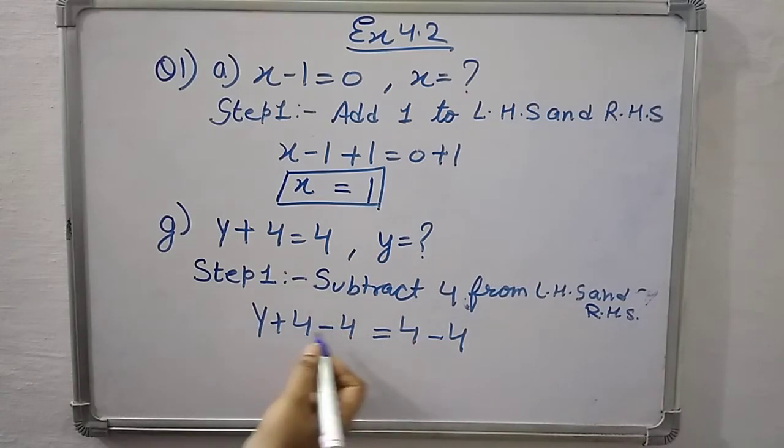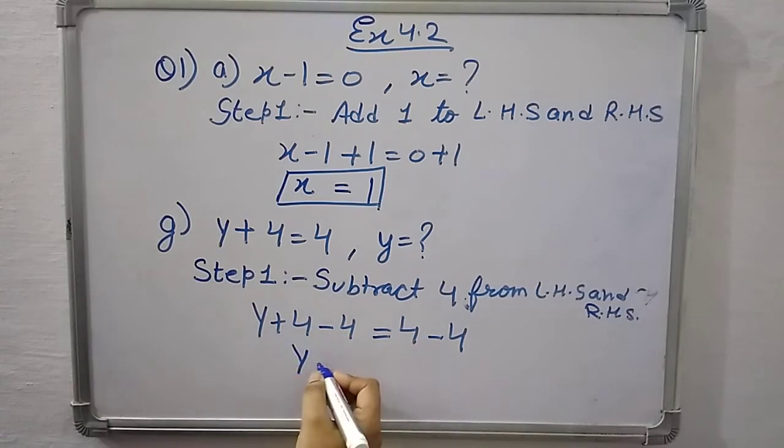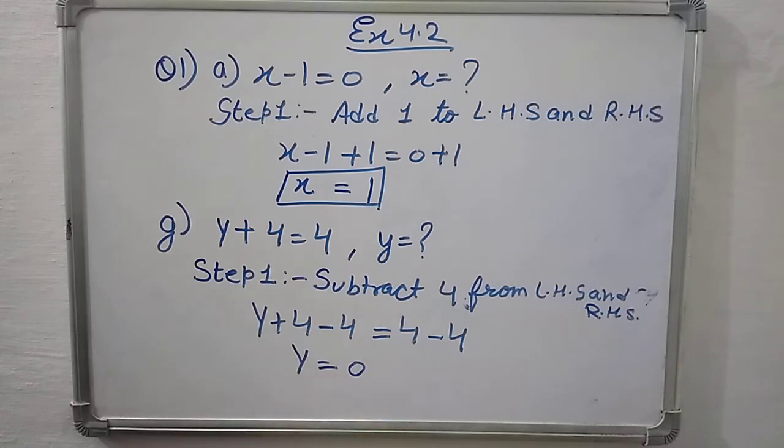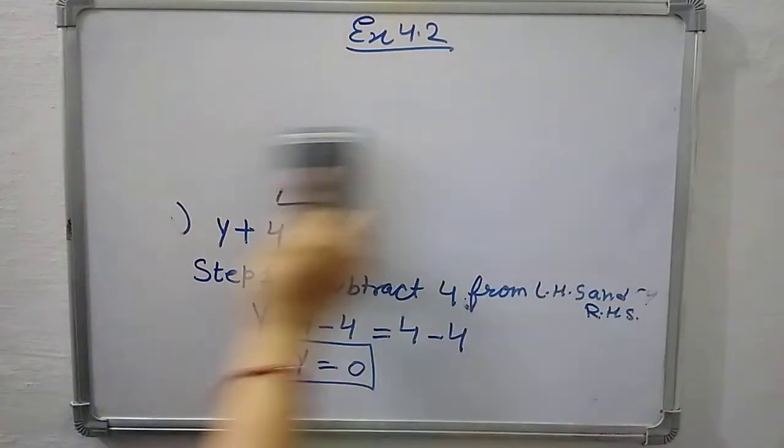So this 4 minus 4 becomes 0, and this 4 minus 4 is again 0. So that means 0 is the value of y, and you can also say y equal to 0 is solution of equation y plus 4 equal to 4. All questions have to be done with the same method. So moving on to question number 2.